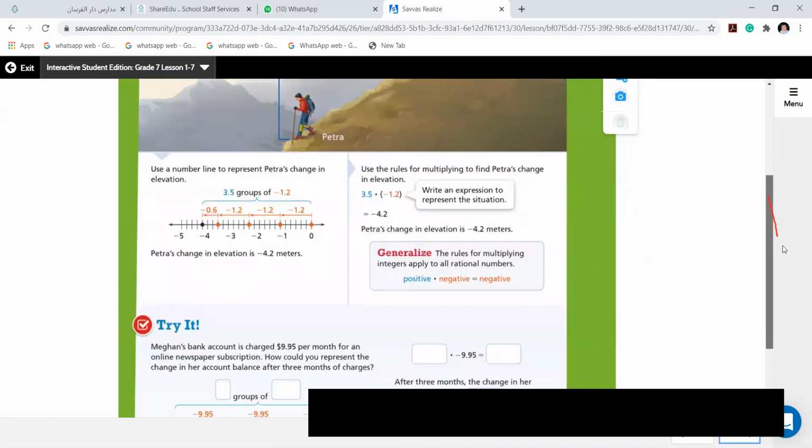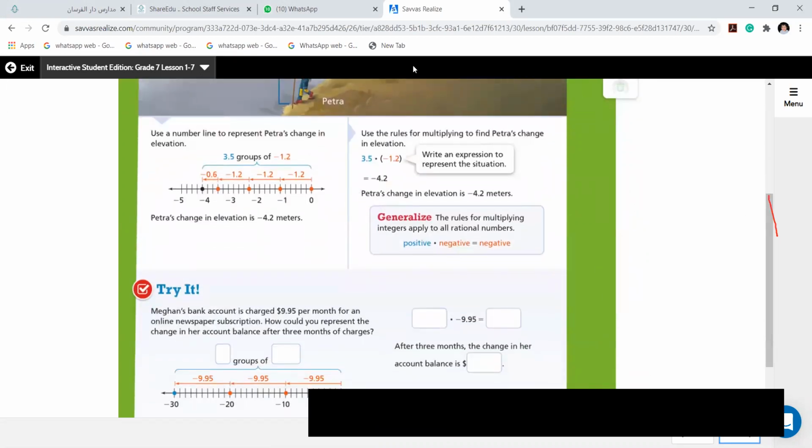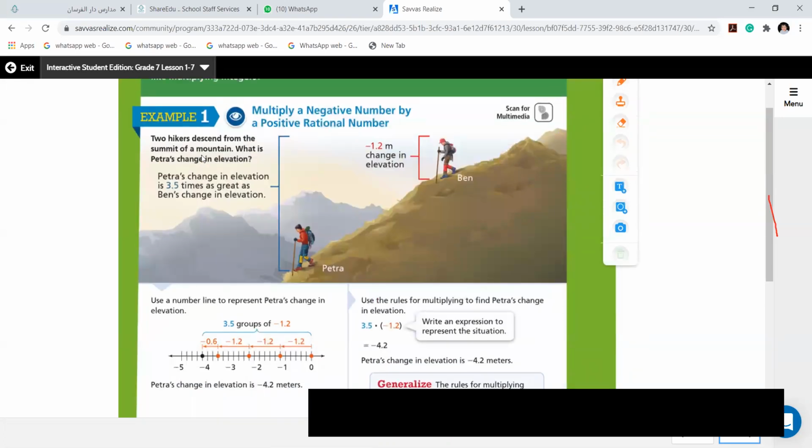Example 1. I'll explain one example. Use a number line to represent Petra's change in elevation. Girls, two hikers descend from the summit of a mountain. They are coming down the mountain. Descend means coming down. Petra's change in elevation is 3.5 times as great as Ben's change. See, Ben is here, and when I compare to Petra, it is 3.5 times of minus 1.2.